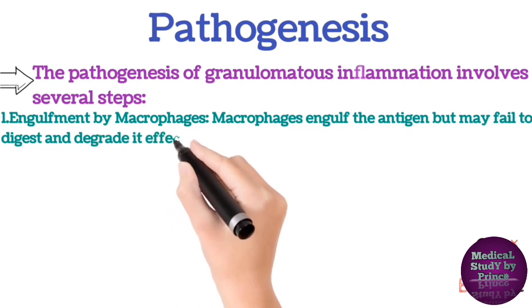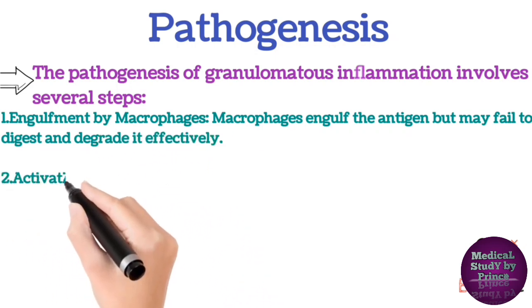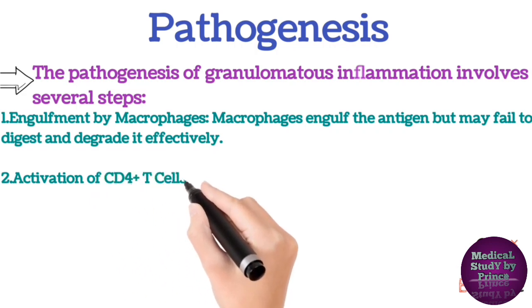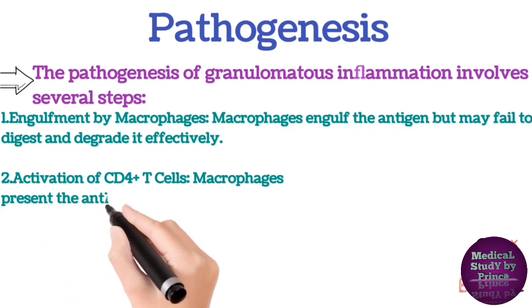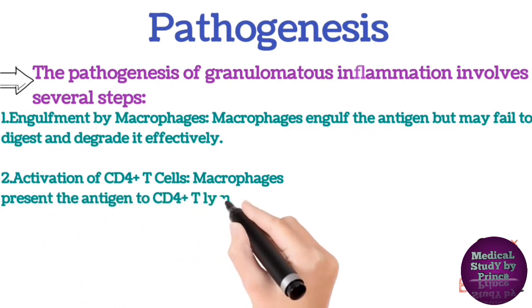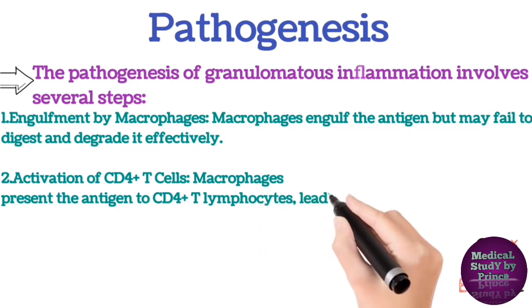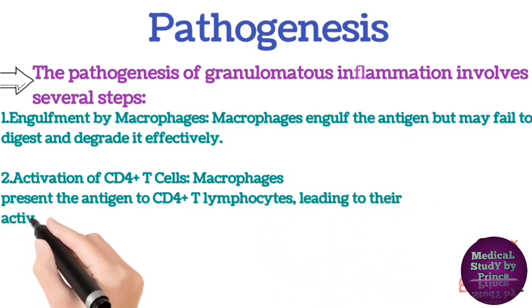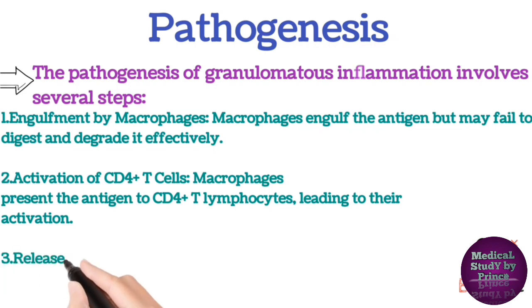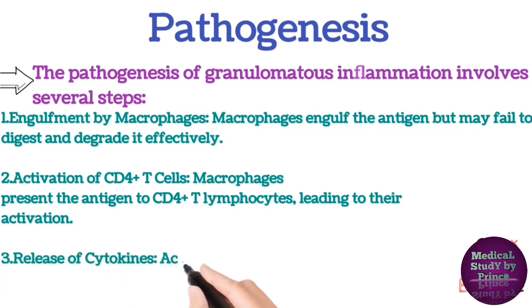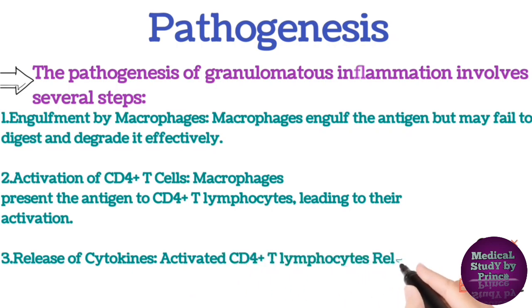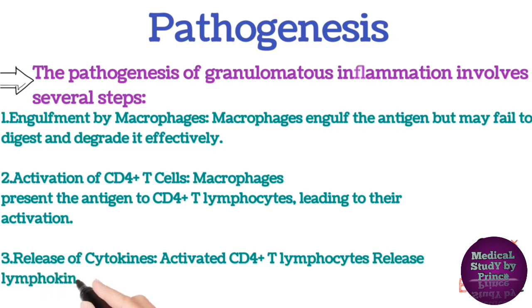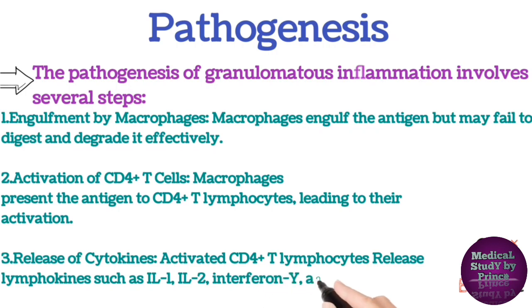Second step is activation of CD4 plus T cells. In this step, as the macrophages fail to deal with the antigen, they present the antigen to CD4 plus T lymphocytes, leading to their activation. Third step is the release of cytokines. Activated CD4 plus T lymphocytes release lymphokines such as interleukin 1 and 2, interferon gamma, and TNF alpha.